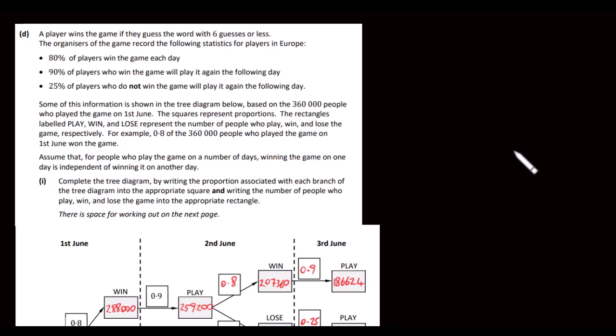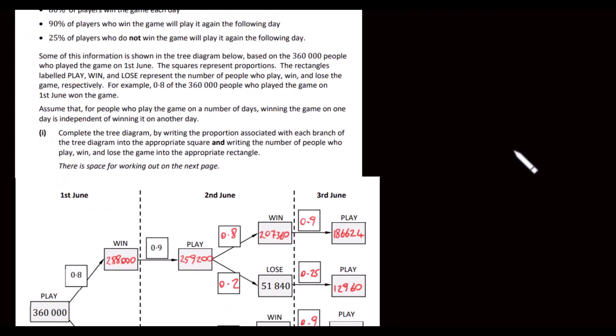Some of this information is shown in the tree diagram below, based on 360,000 people who played the game on the 1st of June. The squares represent proportions. The rectangles labeled play, win and lose represent the number of people who play, win or lose the game respectively. For example, 0.8 of the 360,000 people who played the game on the 1st of June won the game. Assume that for people who play the game on a number of days, winning the game on one day is independent of winning on another day.